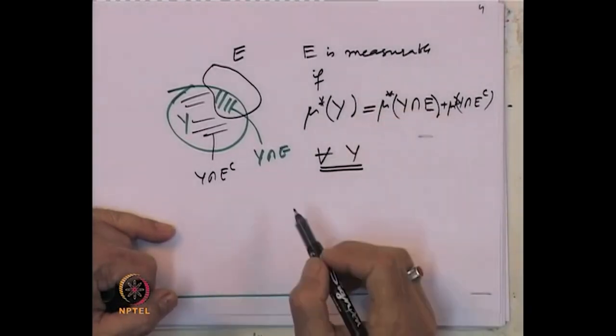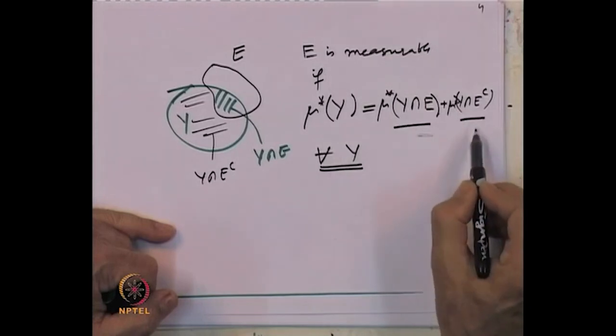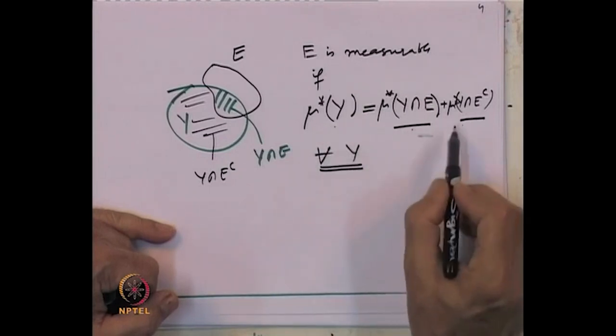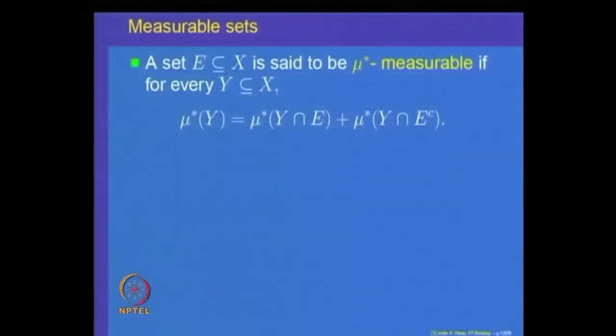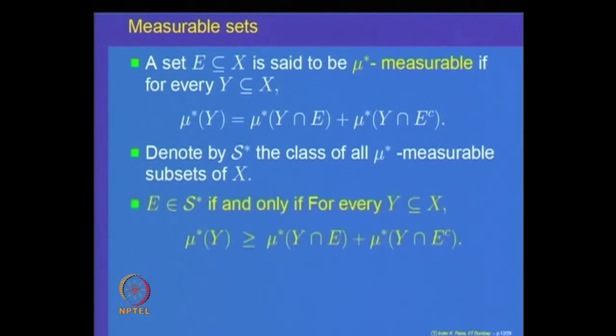We say that E is measurable if for any subset Y, divide Y into two parts, Y intersection E and Y intersection E complement. We want the outer measure of Y to be the sum of these two outer measures. So, that is when we say a set E is measurable. We denote by S star the collection of all mu star measurable subsets. Whenever a set E satisfies this condition, we say it is measurable, and we put all the measurable sets in a collection called S upper star. So, S upper star is the collection of all mu star measurable subsets of X.